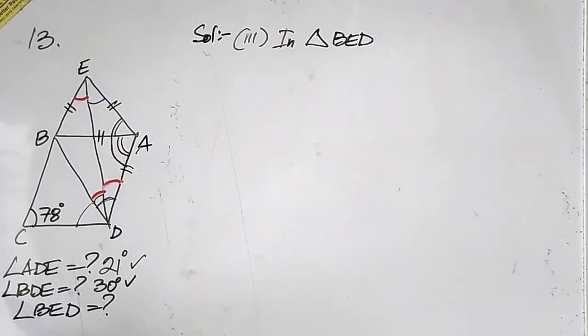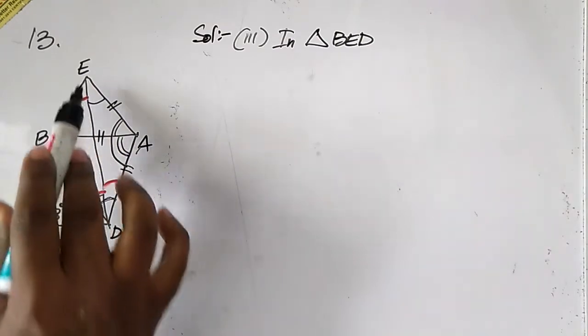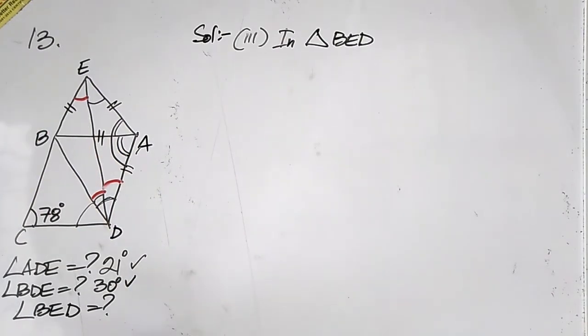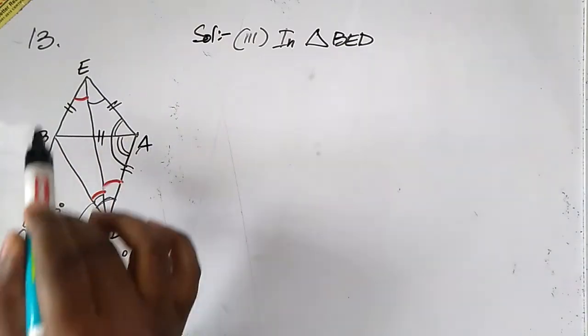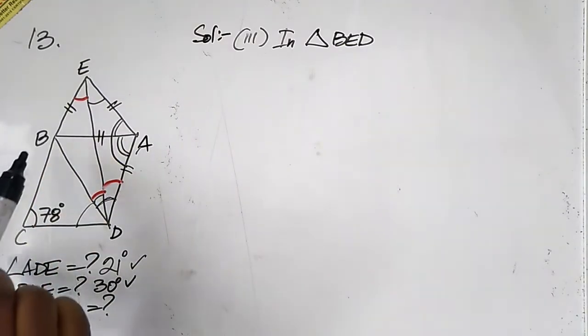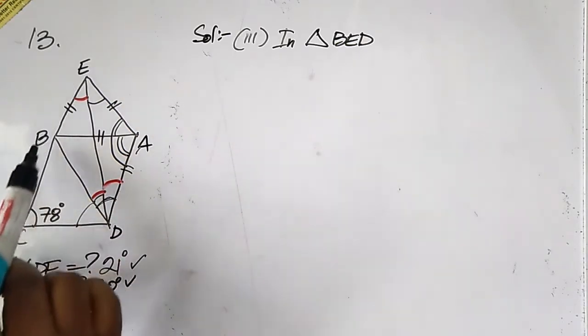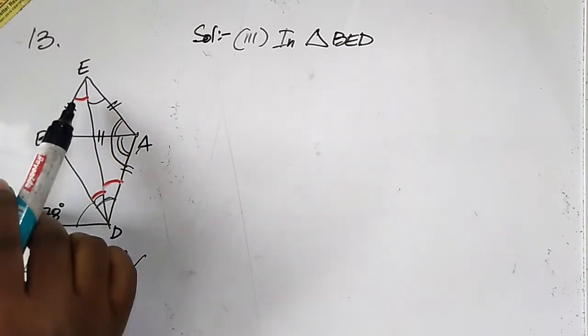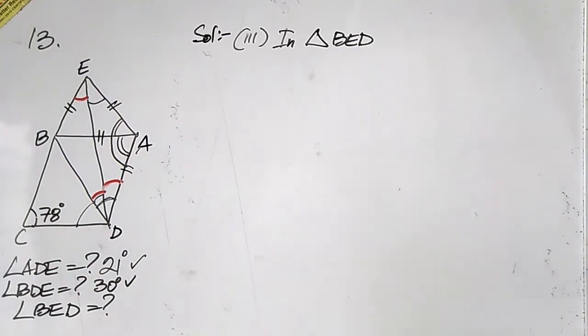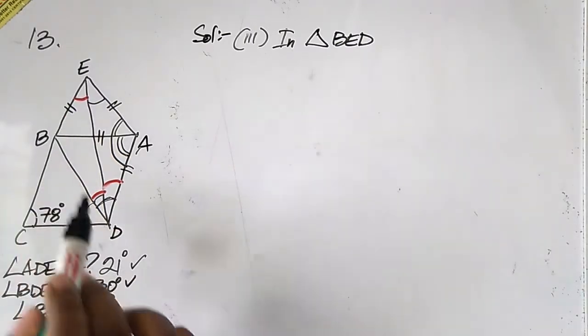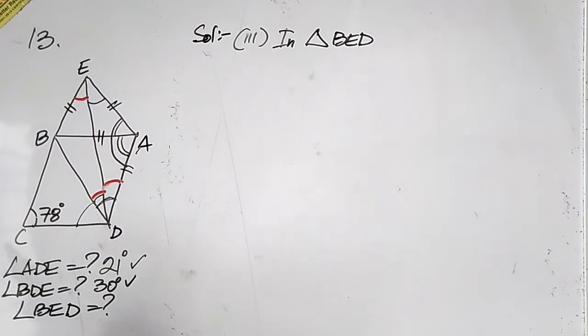In triangle BED, what we know is that when we add the angles of a triangle, it should be 180 degrees, right? I was telling you about BEA, that is an equilateral triangle, but we'll be using this triangle over here. Why? Because we are using the angle BED. So in triangle BED, the sum of the angles of this triangle should be 180 degrees.